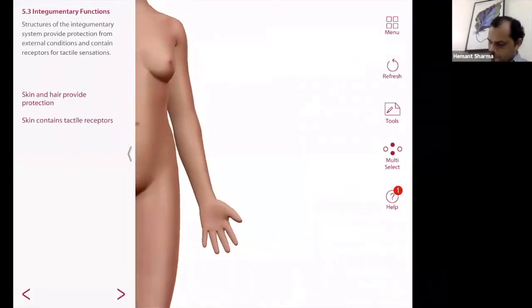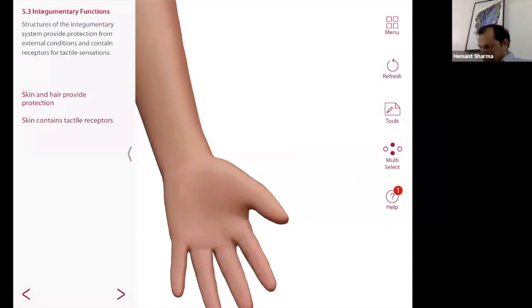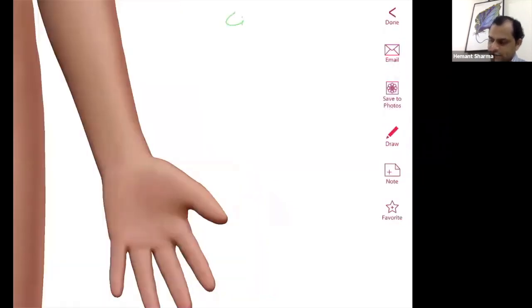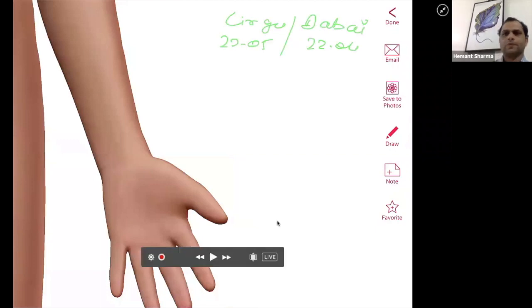So let's see this palm. And our points are Lingu and Dawai, or 22.04 and 22.05. So this is the palmar surface, but our point is not on the palmar surface. These points are on the dorsal surface, on the back side.